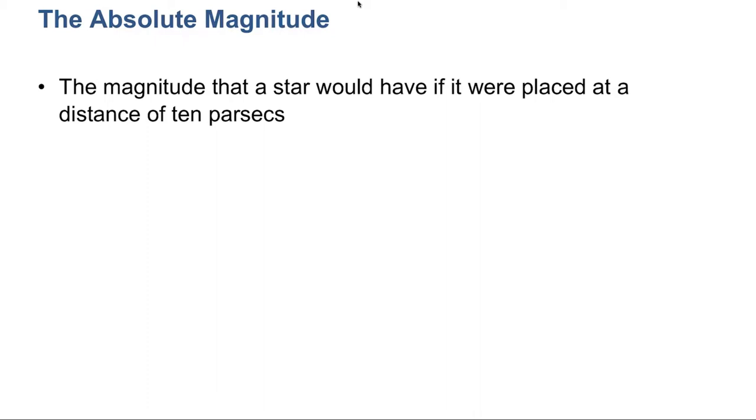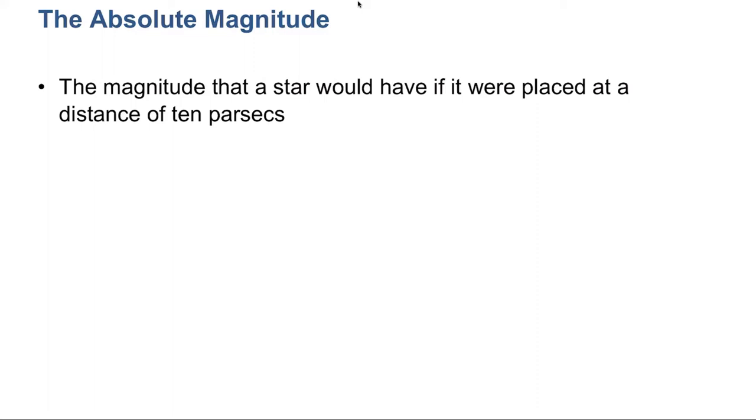So again, apparent magnitude relates to how bright a star appears, and absolute magnitude refers to how luminous an object is. And just like brightness and luminosity, apparent magnitude is going to depend on how far or close that star is to us, but a star's absolute magnitude will not be dependent on how far that star is from us. It's an intrinsic property of that star.